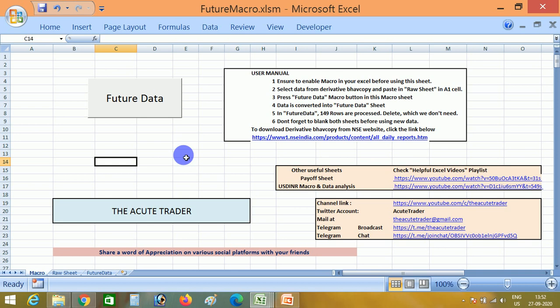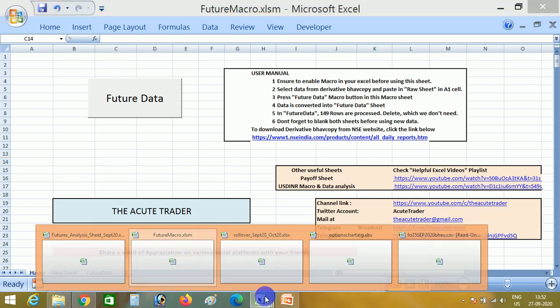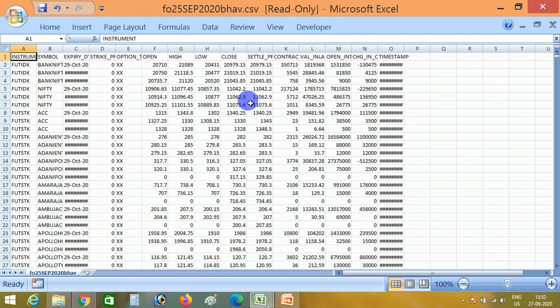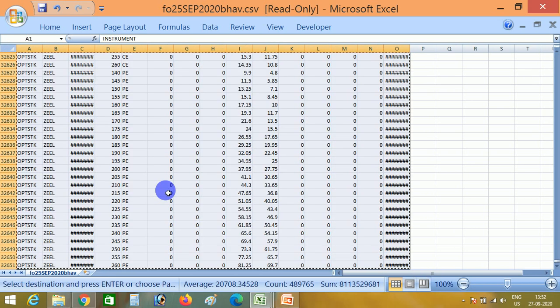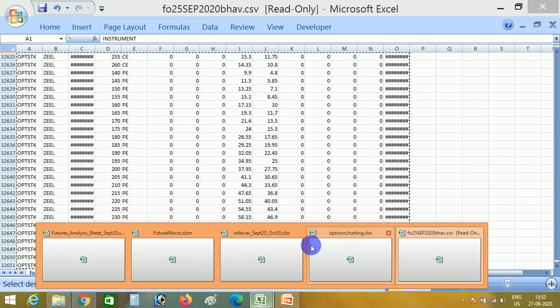Friends, how to use this future sheet is written here, and I would also like to show you a demo of the sheet. This is the Bhav copy data for 25th September series. How to download the Bhav copy, you can Google it, or I'll tell you later. So if we have the data, how to download the Bhav copy, I would also like to tell you.